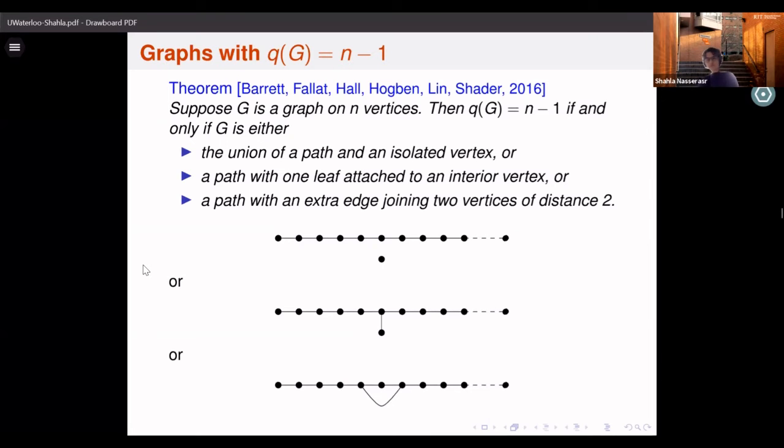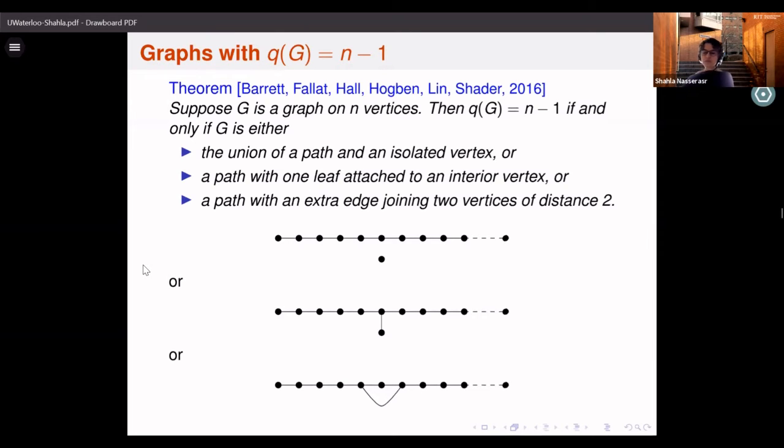So what are these graphs? The first one is just a path on n minus 1 vertices with an isolated vertex. The second one is a path on n minus 1 vertices with a pendant vertex somewhere in the middle. And the last one is a path on n vertices with two vertices at distance 2 being connected by an edge. The proof for this is a bit technical and I'm not going to talk about it, but that gives us a characterization of graphs with Q equals 1, n, and n minus 1.